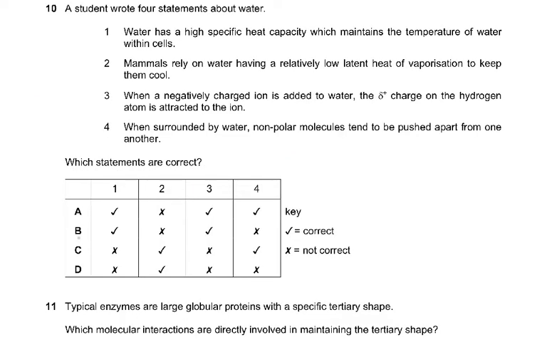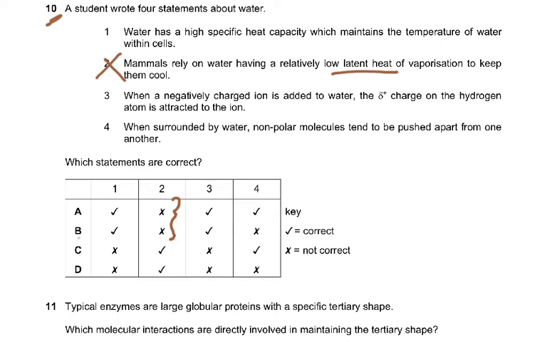Now coming to question number 10, a student wrote 4 statements about water. Water has a high specific heat capacity, which maintains the temperature of water within cells. Yeah, correct. Mammals rely on water having a relatively low latent heat of vaporization to keep them cool. No, when sweat evaporates, it takes a lot of heat from the body. Otherwise, we would be dehydrated. So, it's a high latent heat of vaporization. So, this is wrong. So, look at the options in which 2 is wrong.